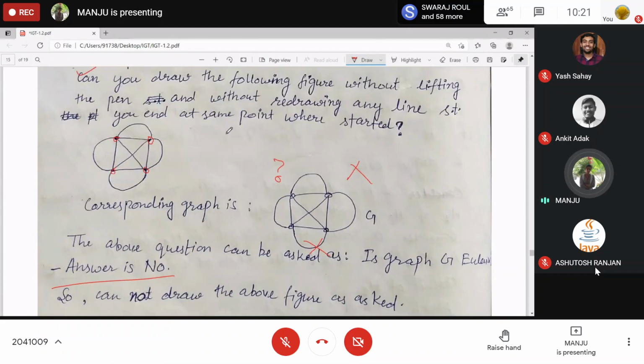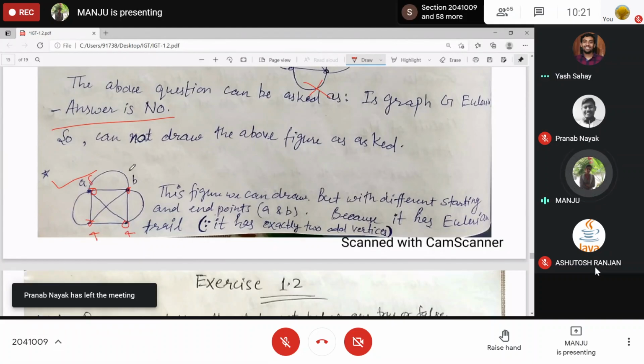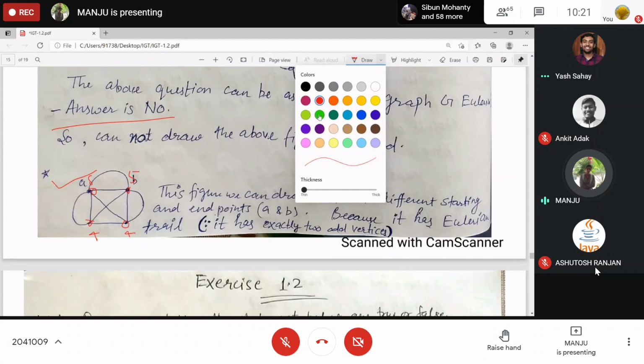Here I wanted to ask: in an Eulerian graph, wherever you start, you should end at that point only, right? So is this graph Eulerian or not? Can you draw this figure without lifting your pen? Yes, ma'am, we can draw. What is the degree of all these? Earlier it was 5, 5, 5. Now it is 4, 4, 5, 5. So where should you start? From A or B, anything.